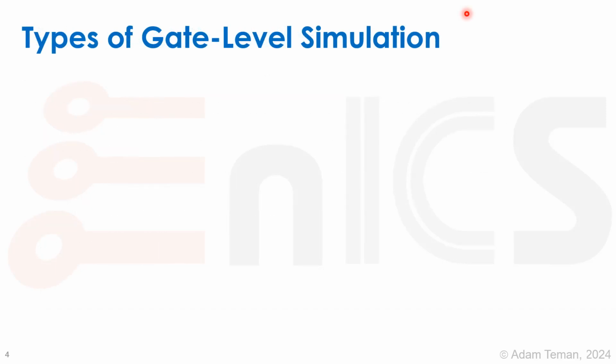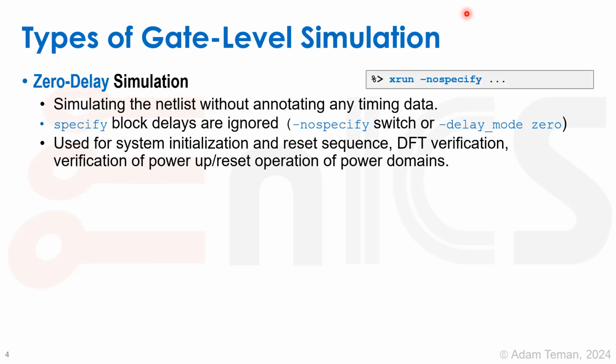So let's discuss some types of gate level simulation that we have. The first one is the kind of trivial one, which is zero delay simulation. We run xrun minus no specify, which means don't deal with any of the timing that may be somewhere in some sort of design. That simulates the netlist without annotating any timing data. So all of the gates are completely ideal, and we don't do any timing annotation. That's what we ran during RTL and so forth.